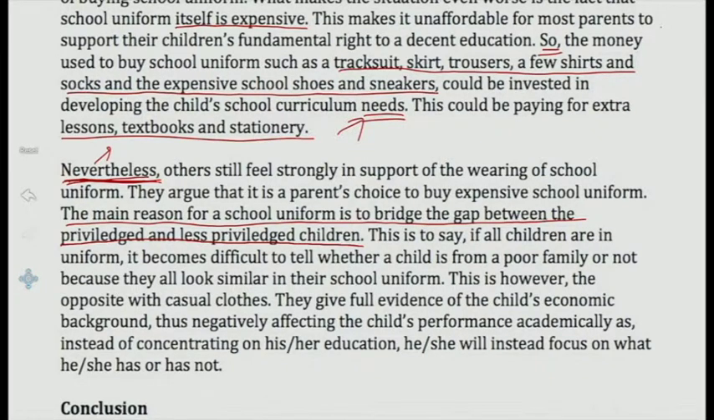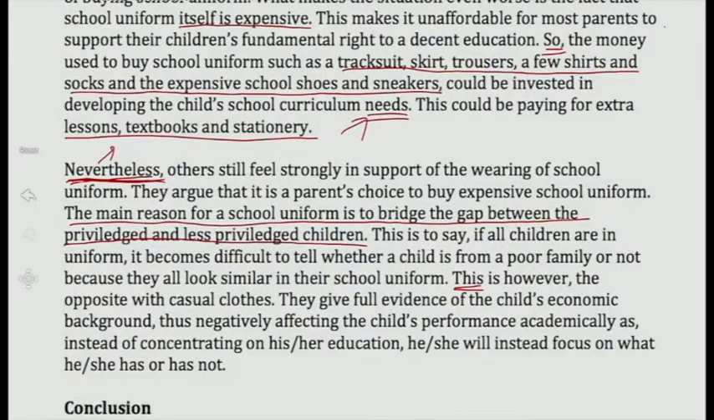This is to say, if all children are in uniform, it becomes difficult to tell whether a child is from a poor family or not, because they all look similar in their school uniform. All right, you are giving evidence of the claim that you've made, that the wearing of school uniform bridges the gap between the privileged and less privileged children. And then you give further evidence: if they are in school uniform, it is not easy to tell whether this one is from a poor background or this one is from a rich background. So you cannot tell the economic status of the child or his family.